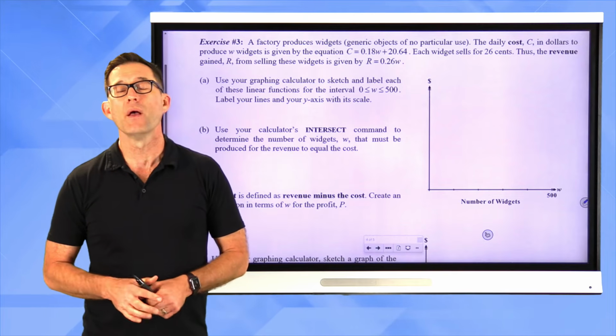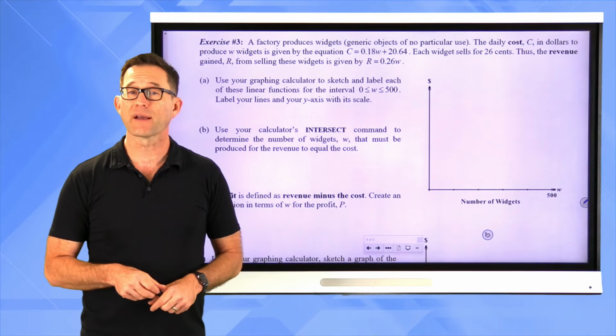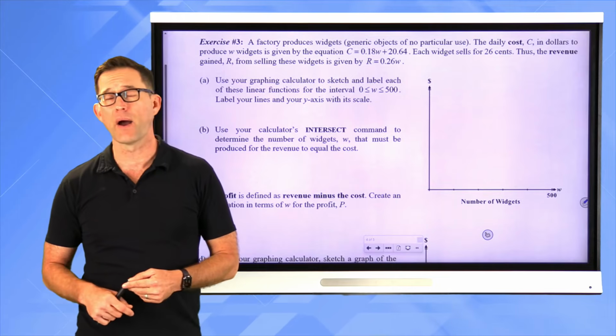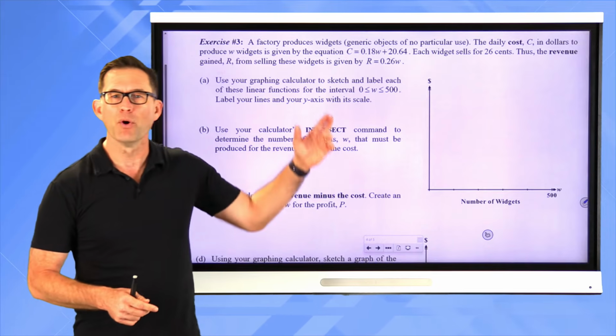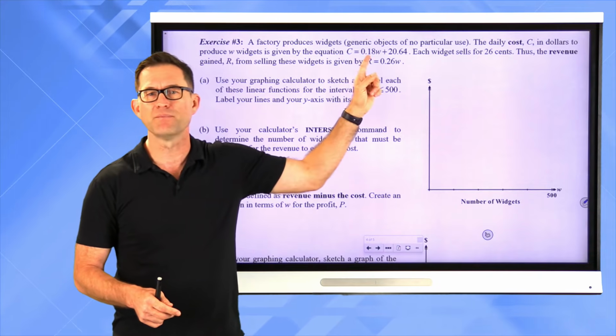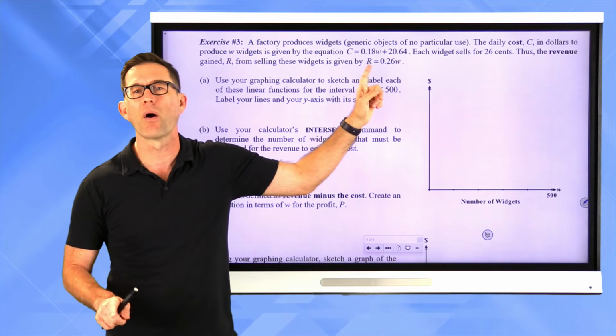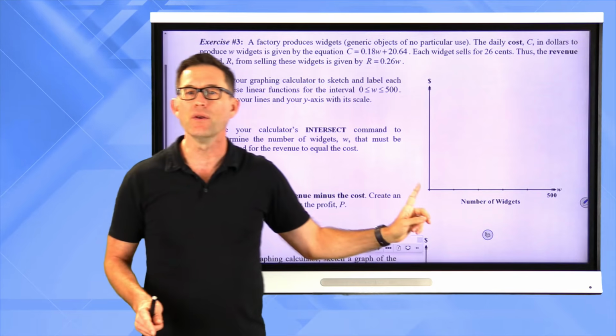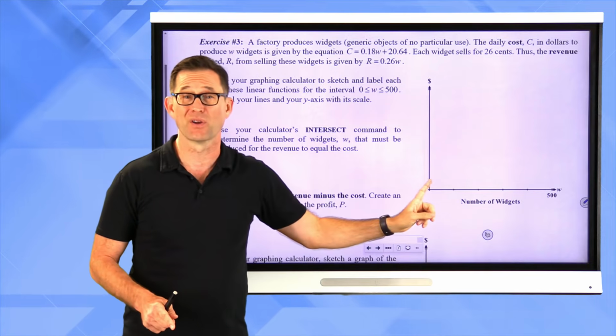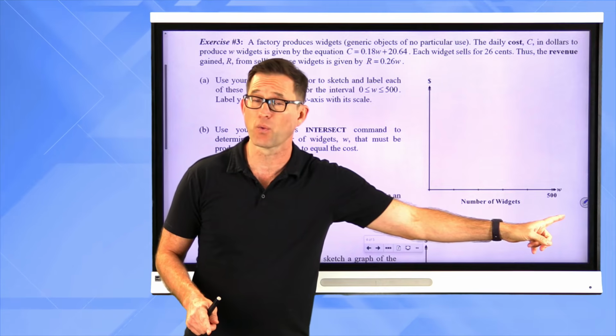All right, cool. So what I'd like you to do is actually get that graphing calculator out. I'd like you to experiment. Put both of these in at the same time. Maybe C goes into F1 and R goes into F2. We know that we're going to want our X window to go from 0 to 500, which is quite large.